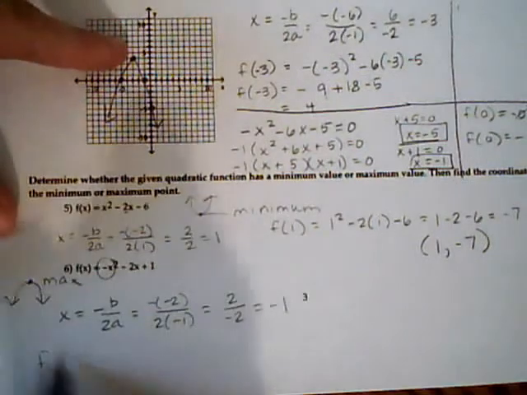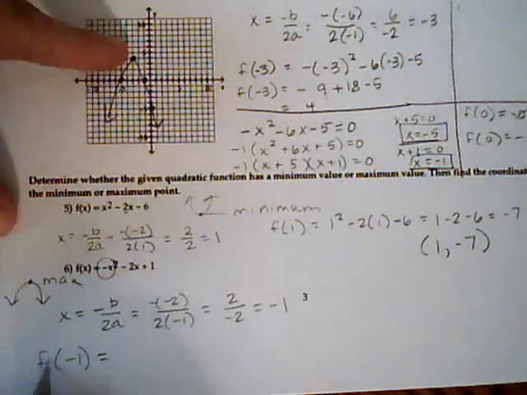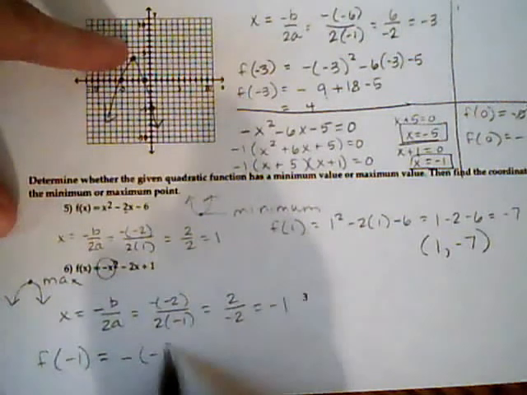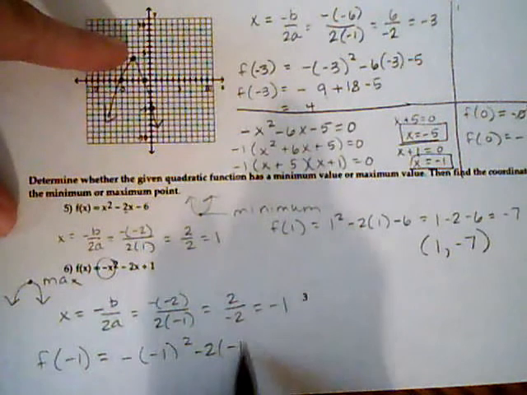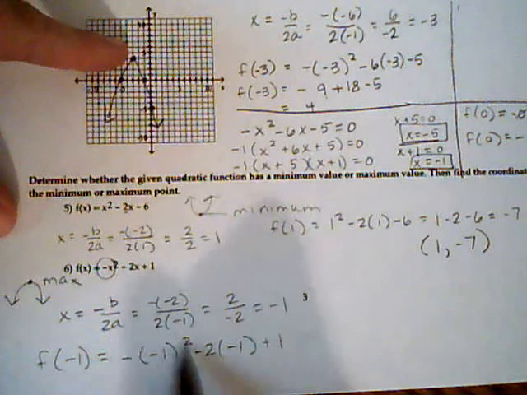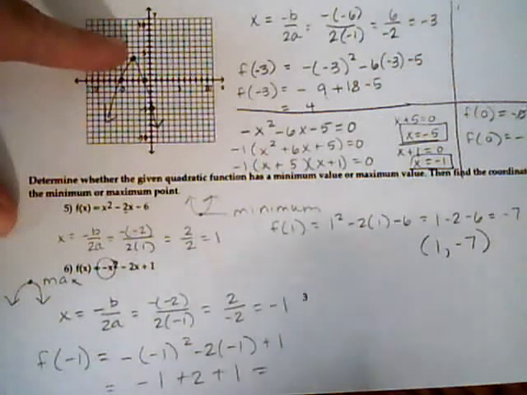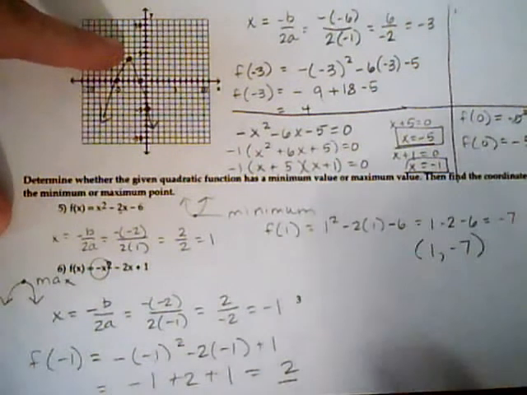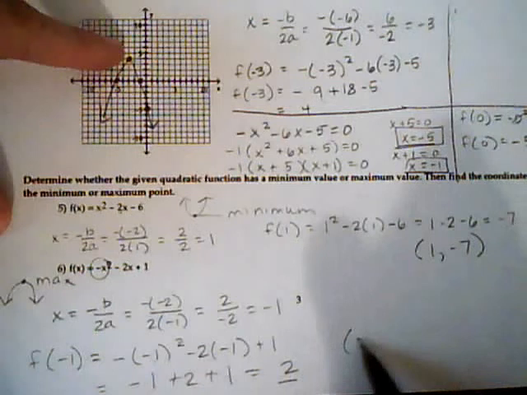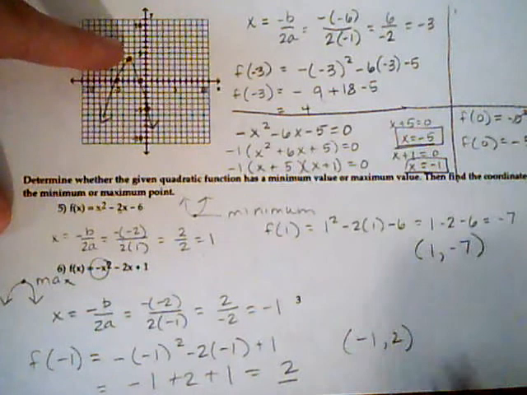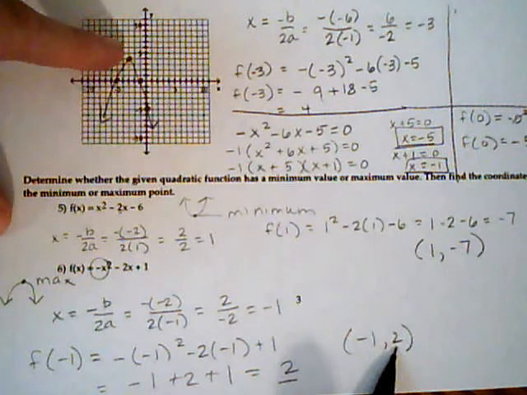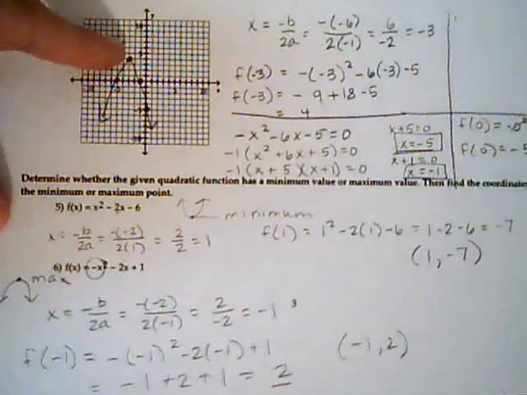Plug in the value negative 1 into the function. So this would be positive 1, but this would make it negative 1 plus 2 plus 1, which is 2. So my vertex would be negative 1, 2. So my maximum would be 2, and it would occur at x equals negative 1.